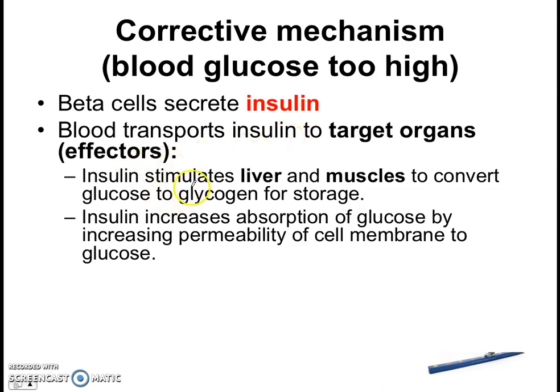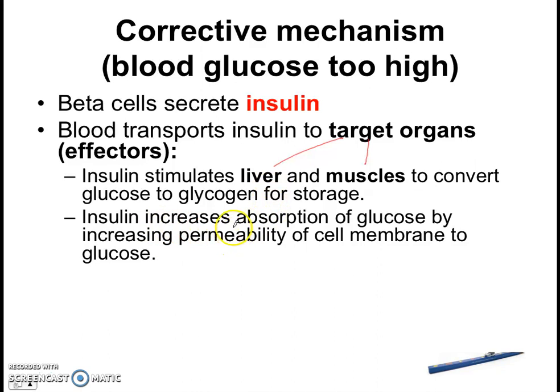So what does this insulin do? Insulin will stimulate the liver and muscles, which are the target organs. It will stimulate the liver and muscles to convert glucose to glycogen for storage. So the liver and muscles will absorb glucose from the bloodstream and convert it into glycogen.